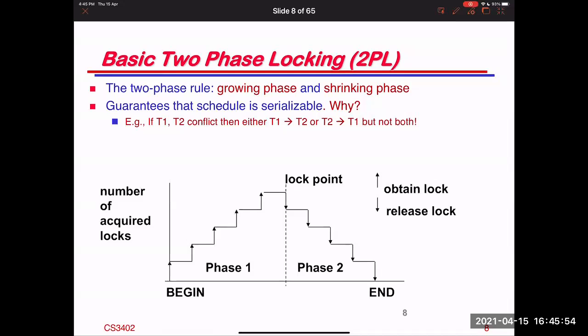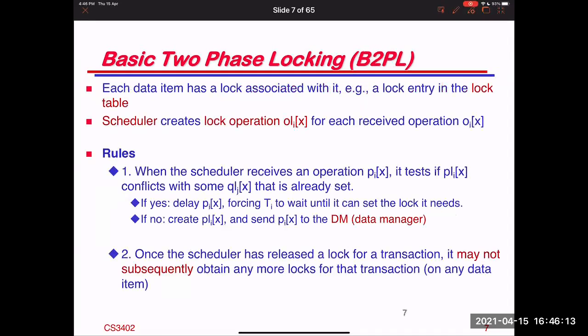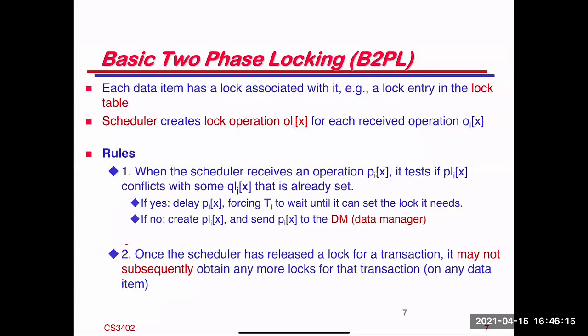So there's a question: what do you mean by that? Do you mean you can acquire any lock in this phase here? This is the shrinking phase, right? In the shrinking phase, I can't acquire any locks. So we have only down pointing arrows here. The reason for that is this rule here, okay?